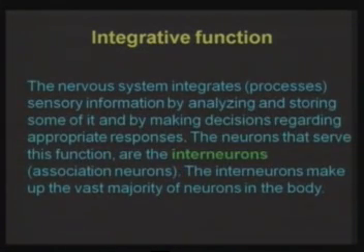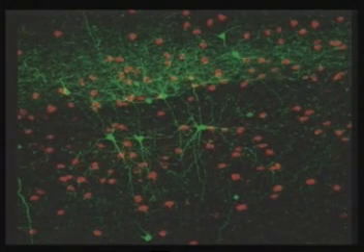The integrative function. Now our brain and the spinal cord just work like a computer. What they do is they collect the information they get from the sensory neurons, they analyze it, they store some of the information and then make decisions accordingly. So the functions carried out by interneurons are integration, collection and analyzing. The interneurons make up the vast majority of neurons in the body. This is a photograph of interneurons.